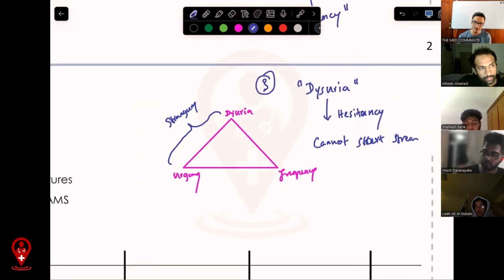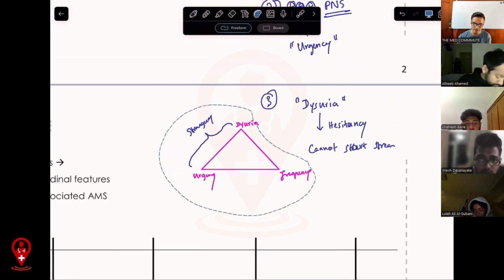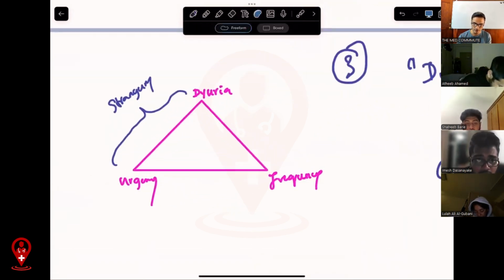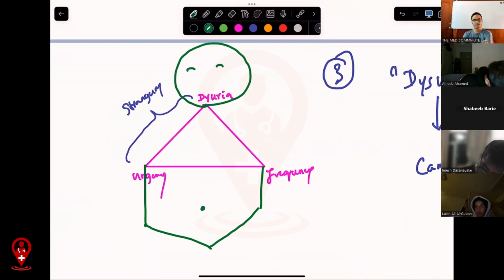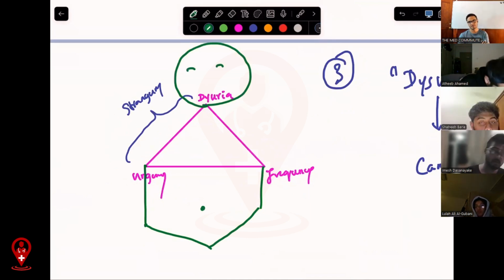Apart from these, there are some other features that we want to talk about. What are these other features? I will draw this as a man. The rest of the body. This is the umbilicus here, somewhere here. And this is the face here. So apart from these three main symptoms, apart from the cardinal features, what else can be there?